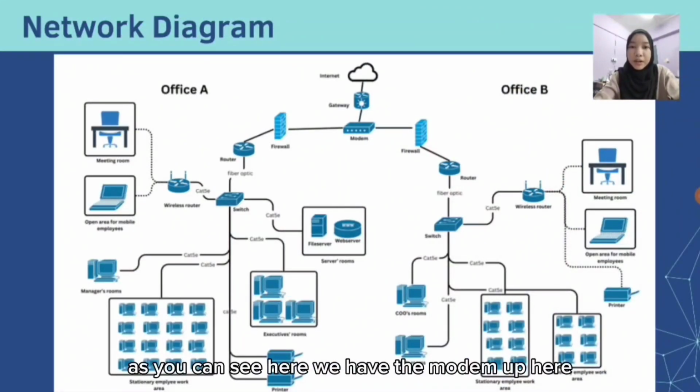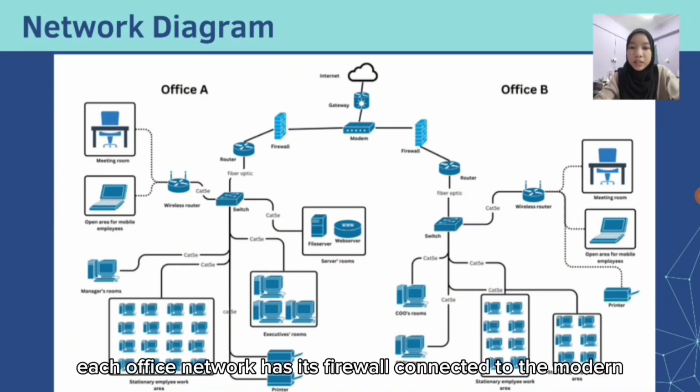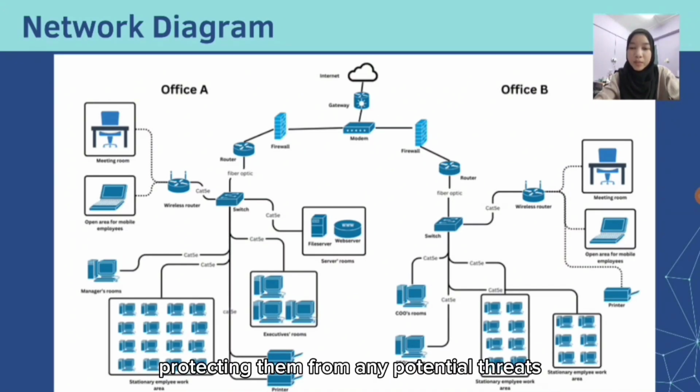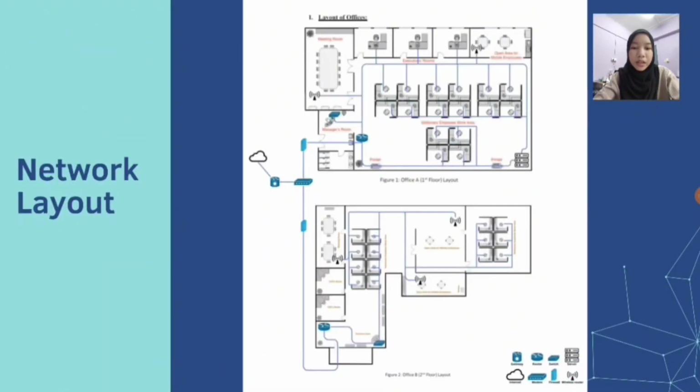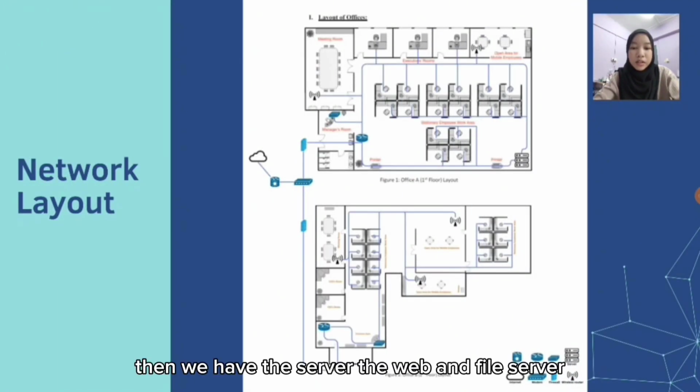As you can see here, we have the modem up here that connects the network of Office A and Office B. Each office network has its firewall connected to the modem, protecting them from any potential threats. Then the firewall connects to a router within its respective office network. For both offices, we place one switch, where the router connects to the switch with fiber optic. The switch is then connected to all devices using Cat5e cable in different rooms, as we can see from the network layout here. Then we have the server, the web and file server.